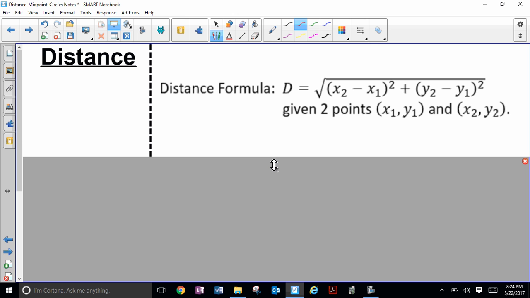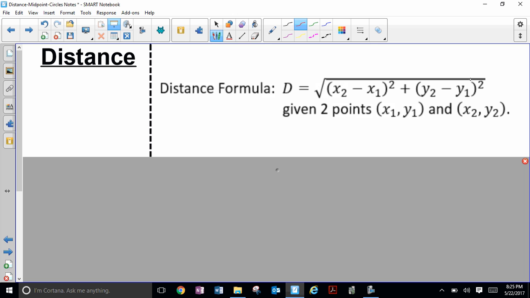And here's the distance formula. So it's the square root, and then you'll have two sets of parentheses squared. You subtract the x's in the first parenthesis, and then square that, plus the y's subtracted in the second parenthesis squared. And the x sub 2 and x sub 1, and y sub 2 and y sub 1, those are the ordered pairs. So the x's go together subtracted in the first parenthesis squared, plus the y's in the second parenthesis squared, all under the square root.